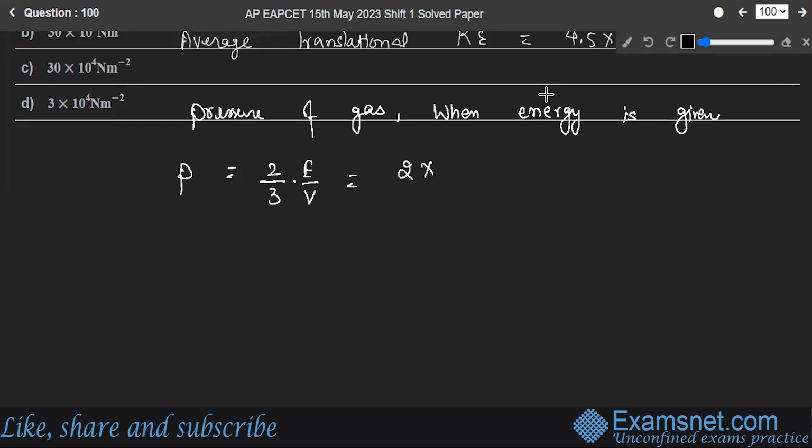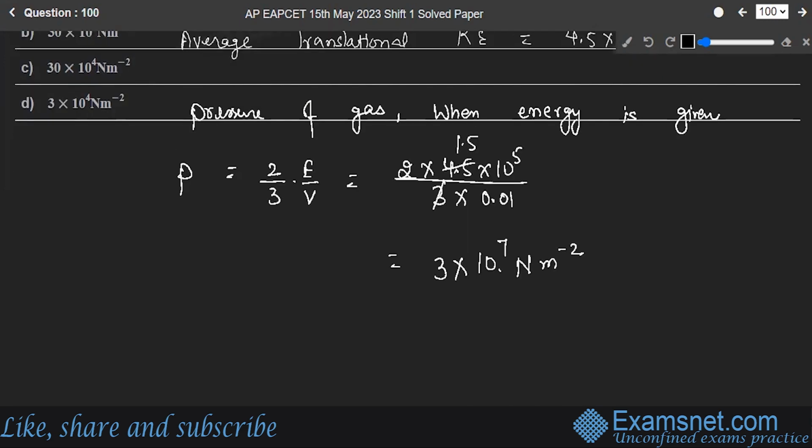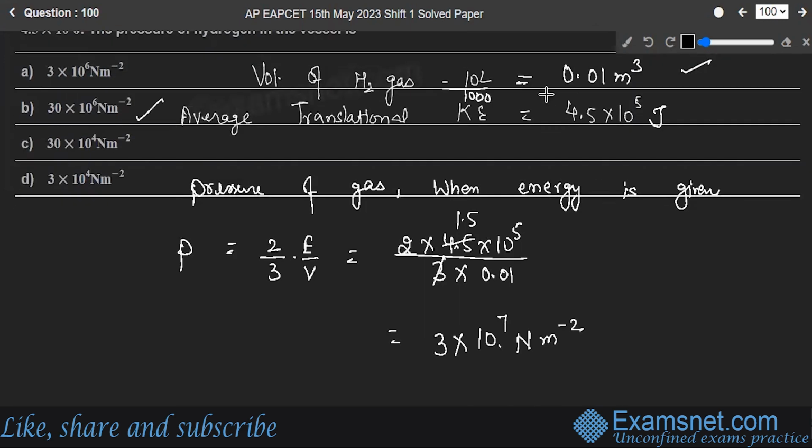So E is 4.5 into 10 power 5 upon 3 into volume, which is 10 liters, converted to 0.01. Let's do the cancellations. Here is 1.5. So you have 3 into 10 power 7 Newton per meter square. Or 30 into 10 power 6 Newton per meter square. That is option B, the correct answer.